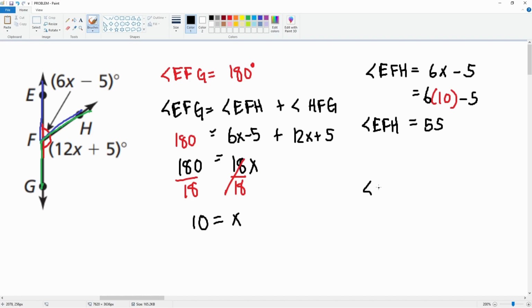Then let's find the angle of HFG, which is equal to 12x plus 5. We want to now substitute in that value of x that we just solved for, which was 10. Okay, so we have 12 times 10 plus 5. This gets you 125. This makes sense because if we add these two angles, they should add up to 180 degrees.